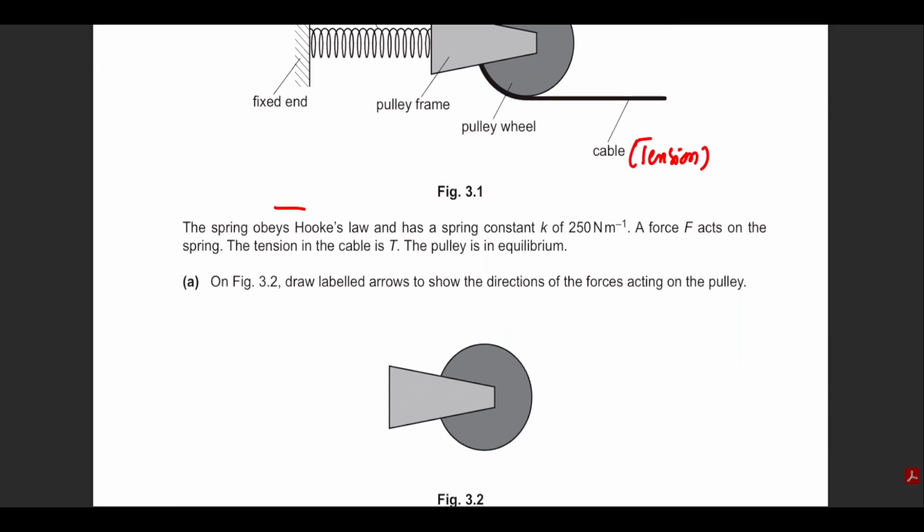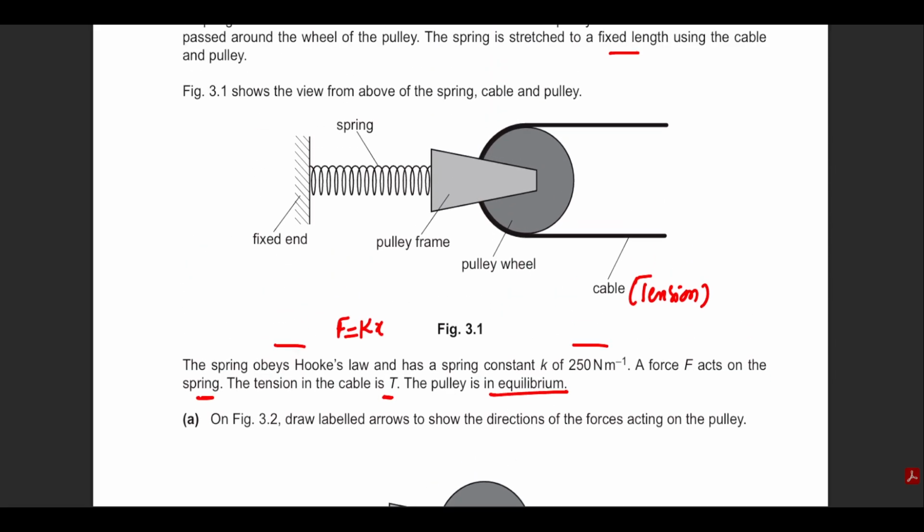The spring obeys Hooke's law, which means that we can use F equals Kx or Ke. Spring constant is given. A force F acts on the spring. The tension in the cable is T. The pulley is in equilibrium, which means that the two forces in this direction, T and T, are being balanced by a force in the opposite direction by the spring. The spring is not allowing the system to open up beyond a certain point.